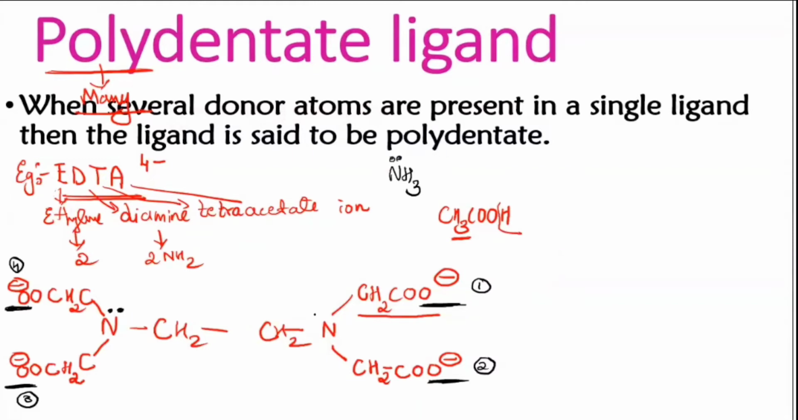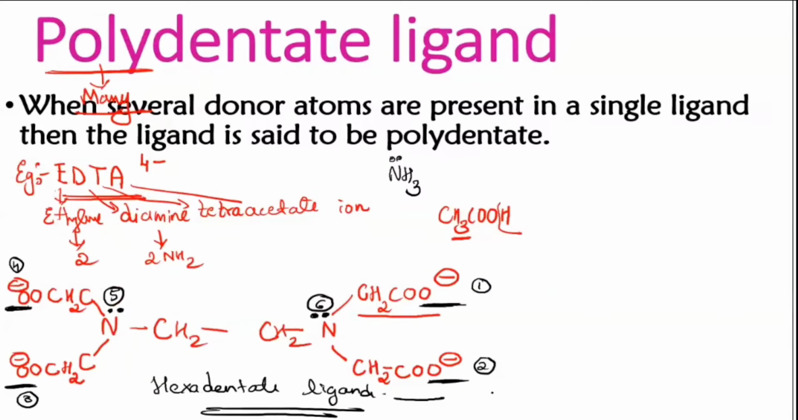Again on this side also the nitrogen lone pair is there. So this will be the 5th one and this will be the 6th one. So you can see this EDTA 4 minus ion can donate 6 electron pairs to the central metal atom. So it is called a hexadentate ligand. This EDTA is a hexadentate ligand. Maximum donation that can be done by it is 6. 6 donor atoms are present: 4 from oxygen and 2 from nitrogen.